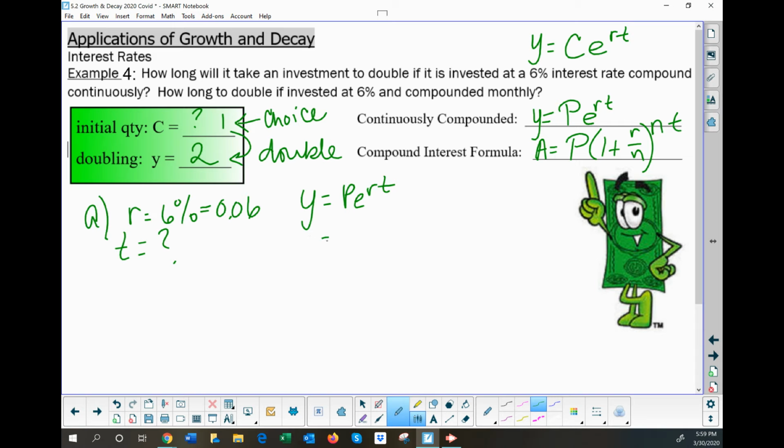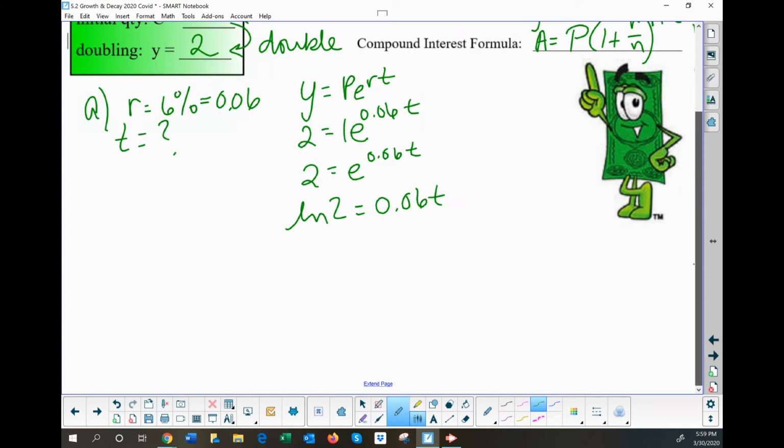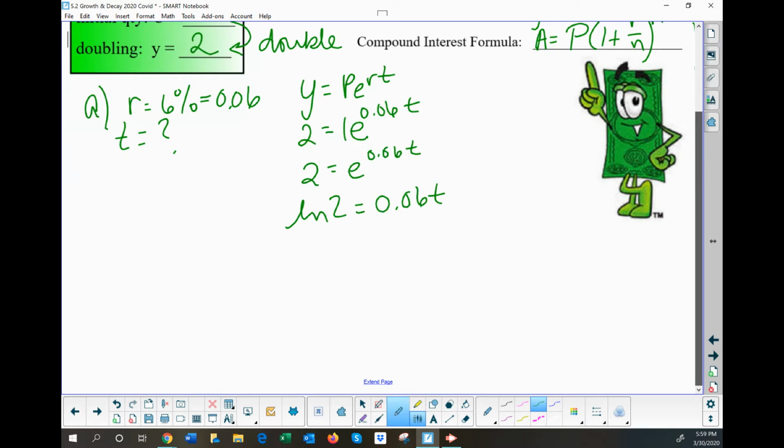Divide by 1, and I get 2 equals e to the 0.06 t. Natural log both sides, I get natural log of 2 equals 0.06 t. To finish this, all we need to do is divide by 0.06, and we have the amount of time that it would take.